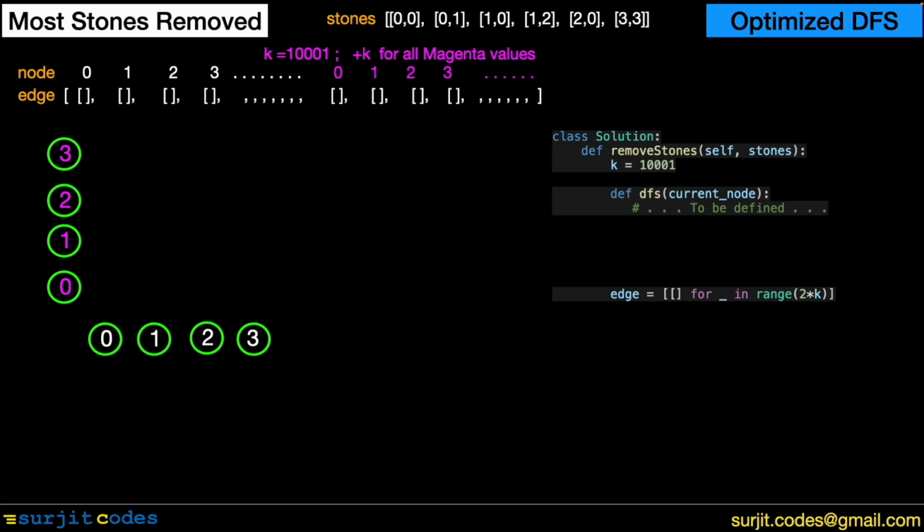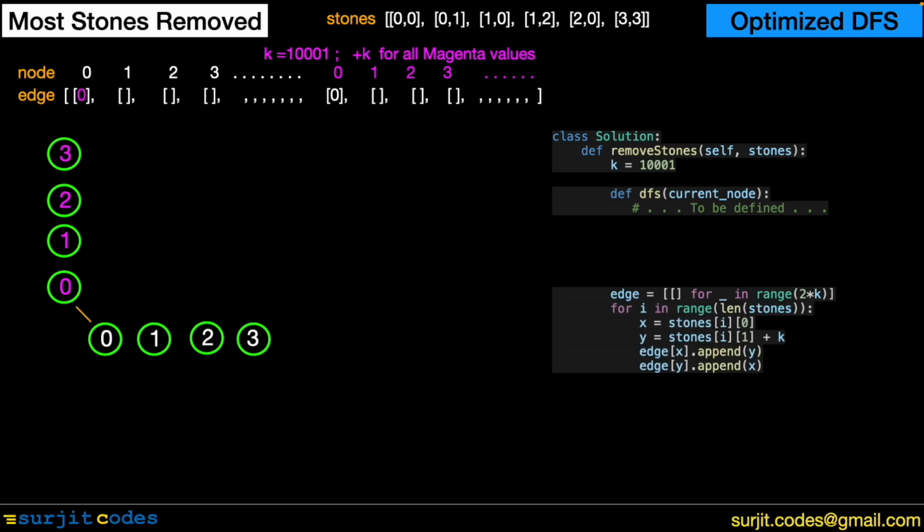We are using magenta color to indicate that k is to be added to the values that are for y coordinates. 2 in magenta color means its value is k plus 2. We process all the stones to set up the graph. Consider the first stone with coordinates 0, 0. Hence, edge list of node 0 will store k as its adjacent node. Note that magenta 0 is considered as k plus 0, which is k. As the graph is non-directional, edge list of node k will also store node 0 as its adjacent node.